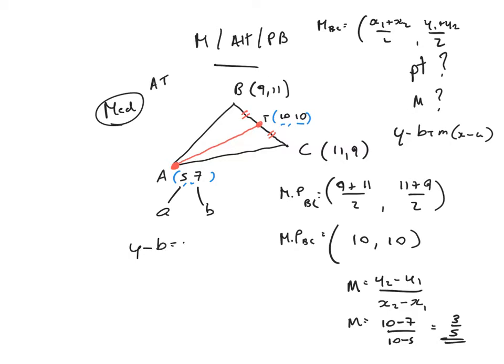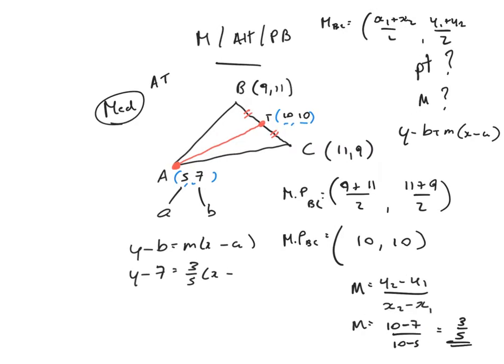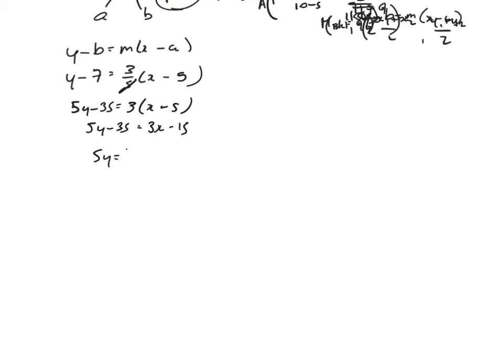And into y minus b equals m bracket x minus a. So that's going to be y minus 7 equals the gradient 3/5 bracket x minus a, which is 5. I then look to eliminate the fraction, so I get rid of that divide by 5 by multiplying both sides by 5, so it's going to be 5y minus 35. The divide by 5 and times by 5 cancel out, leaving me with 3 bracket x minus 5. 5y minus 35 is equal to 3x minus 15. And that's 5y is equal to 3x, bring the minus 35 across, make it plus. And that will give me a final answer of 5y equals 3x plus 20.